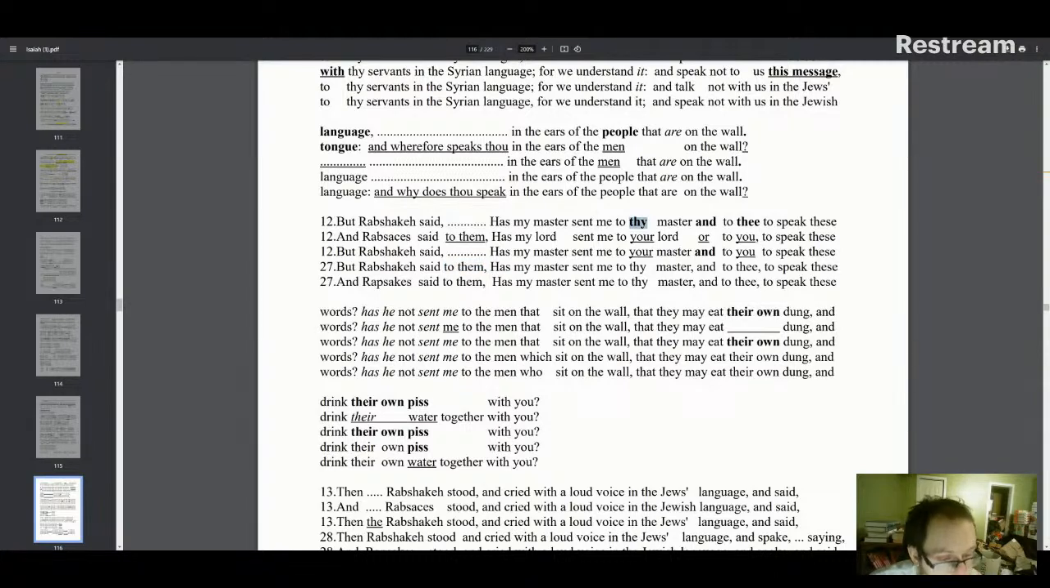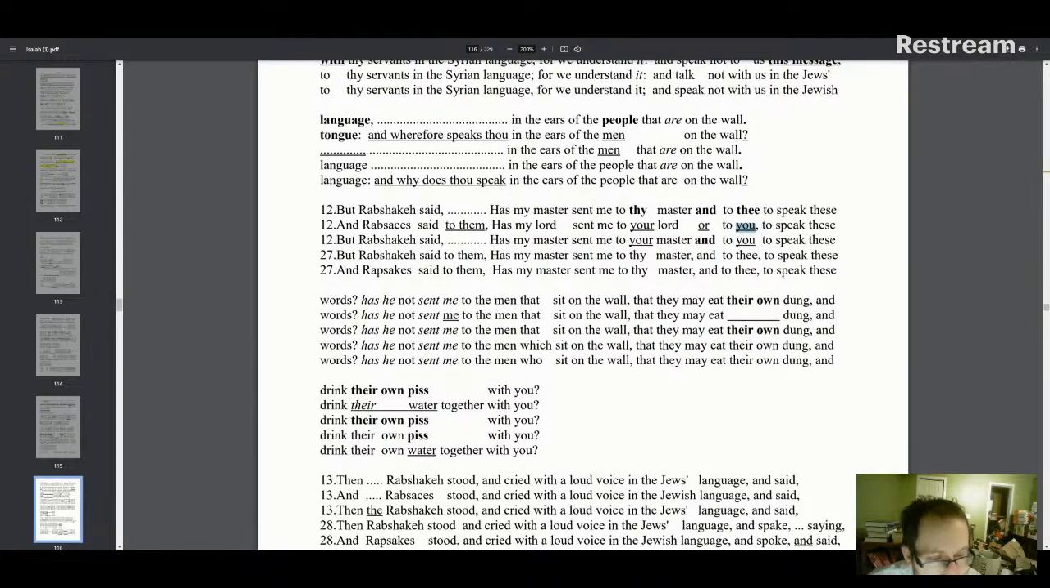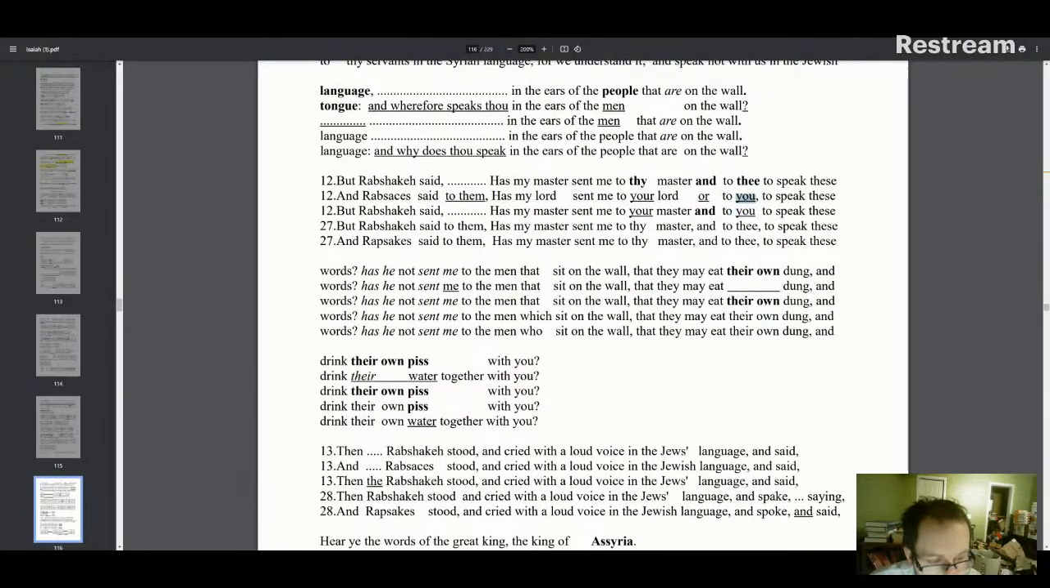We have another example where the Dead Sea Scrolls appears to agree with the Septuagint, but goes against 2 Kings and the Masoretic. Thy versus your. Thy is singular, your is plural. Well, another, thee and you. I would have to double check this to make sure, because my friend might have made the mistake here. But if this is correct, then the Dead Sea Scrolls seems to be agreeing with the Septuagint.